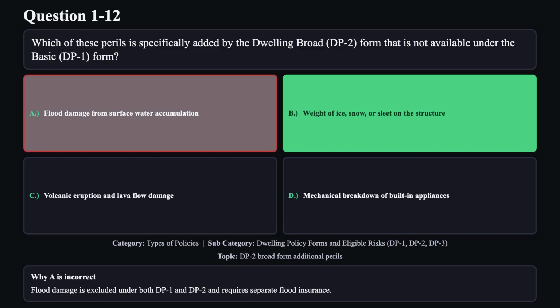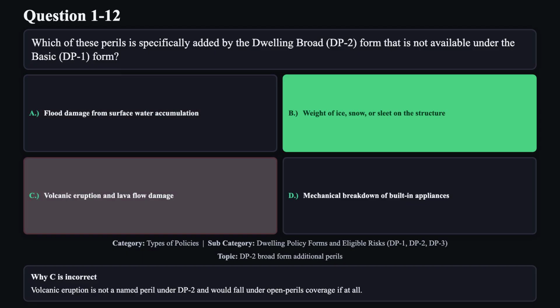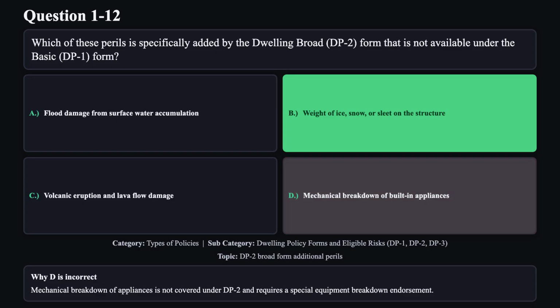Reason A is not correct. Flood damage is excluded under both DP1 and DP2 and requires separate flood insurance. Reason C is not correct. Volcanic eruption is not a named peril under DP2 and would fall under open perils coverage if at all. Reason D is not correct. Mechanical breakdown of appliances is not covered under DP2 and requires a special equipment breakdown endorsement.